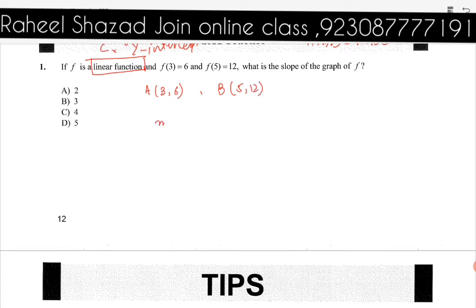That's really easy. We need to find the slope. That is 12 minus 6 divided by 5 minus 3. So it's 6 divided by 2. That is equal to 3. So B is my answer for this question. Got it? Next.